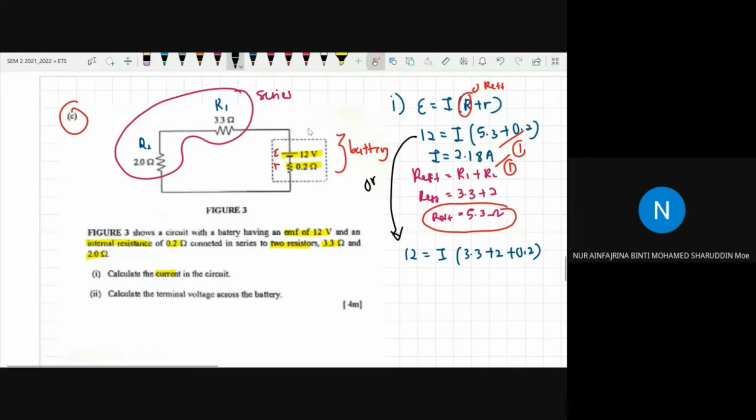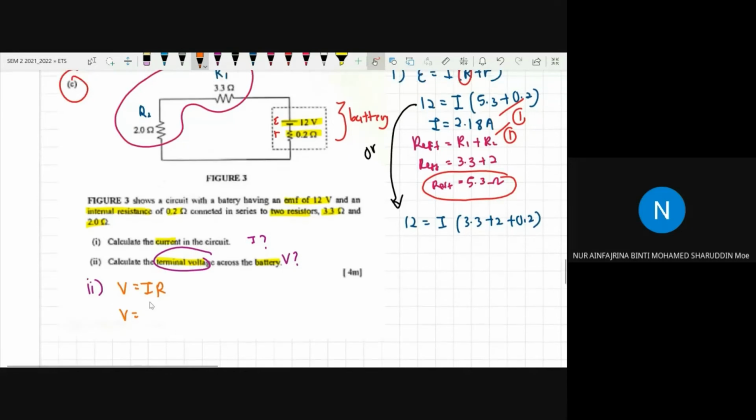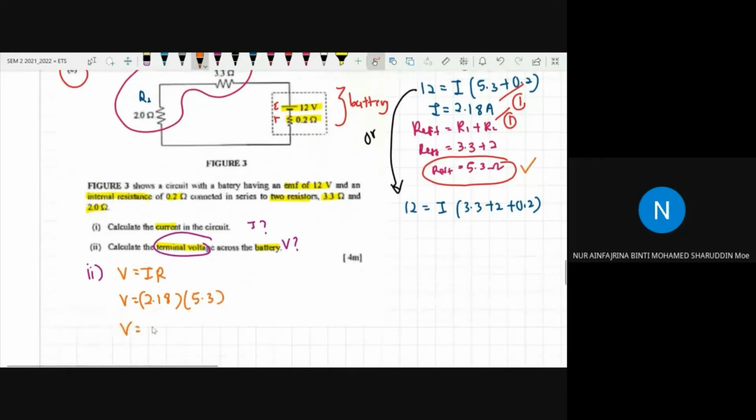Okay, so the next one is calculate the terminal voltage across the battery. So we need to calculate the terminal voltage V. Just now we already calculated the current. So what formula should I use to calculate the terminal voltage? Anyone? V equals to IR. Very good. V equals to IR. So I dia adalah kita dah tahu kan I dia adalah 2.18 and the resistance is the effective resistance which is 5.3. So tekan calculator you akan dapat 11.56 volt.